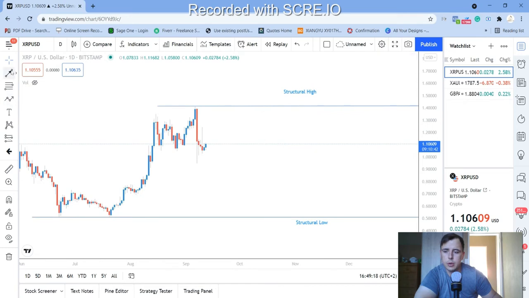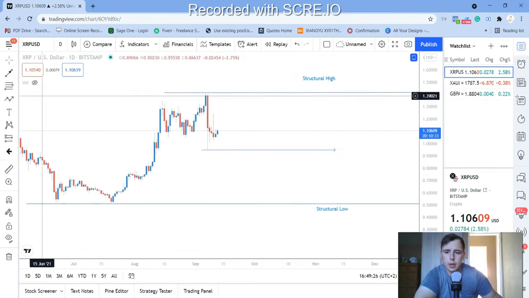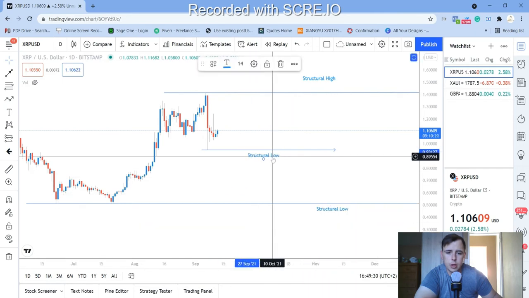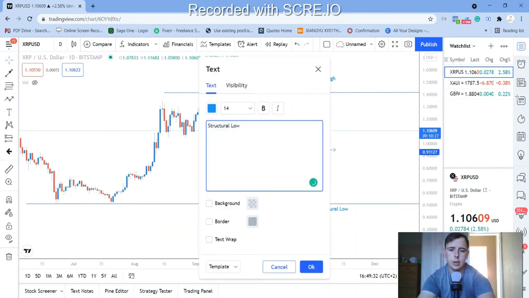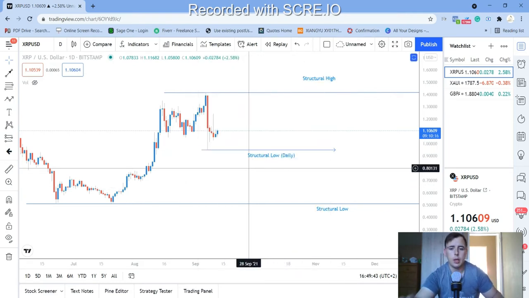Now, the structure low point on the daily would be right there. And it's also basically the same structure high point as the weekly, so we don't need to change anything there. Just going to do this. Daily. Okay. So that would be the daily structural low point. So we have three different very valid levels to look at.